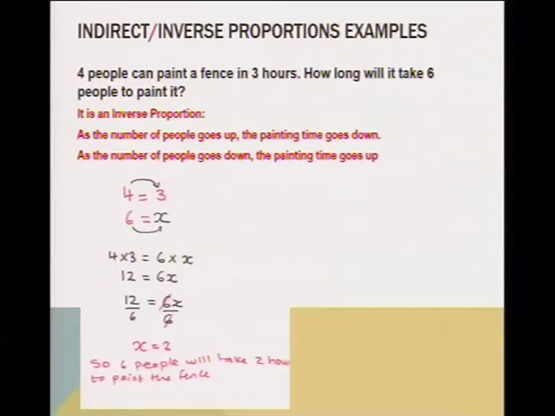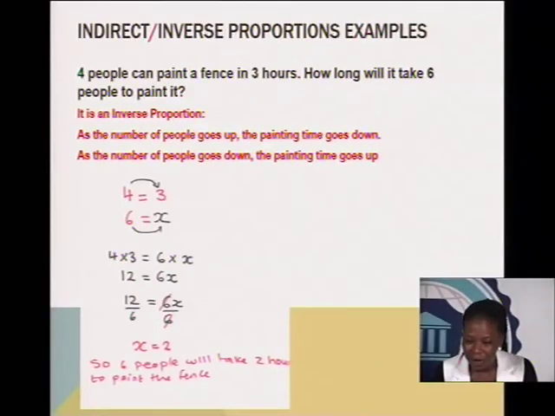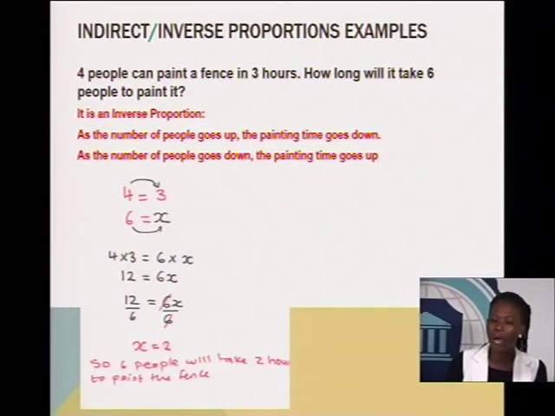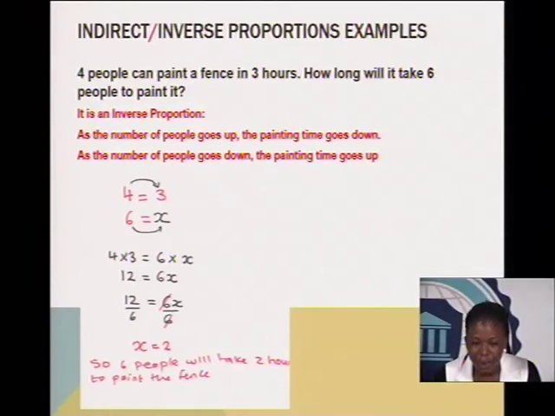Let's say you have 4 people that can paint a fence in 3 hours. How long will it take 6 people to paint it? Now if 4 people will do it in 3 hours, 6 people will have to do it in less time, because now we have a lot of hands, isn't it? If you cross multiply, the answer that you are going to get will be wrong. What we do is we say 4 is equal to 3, then 6 is equal to x. The x is the number of hours that you want to find, how many hours it will take these people to finish the job.